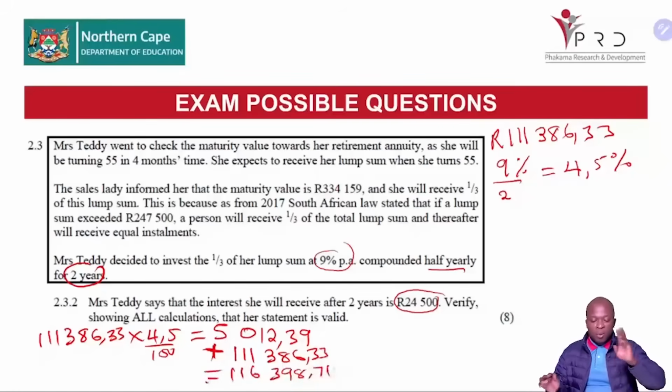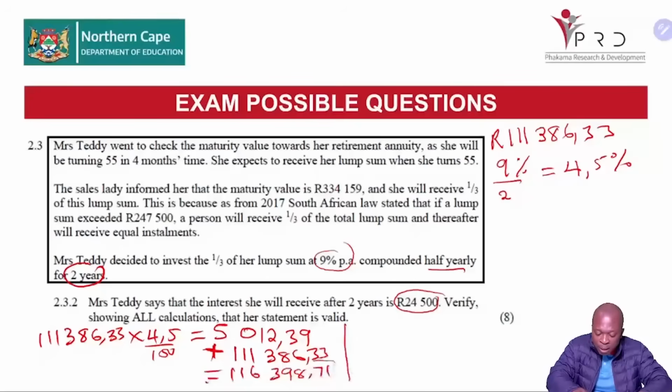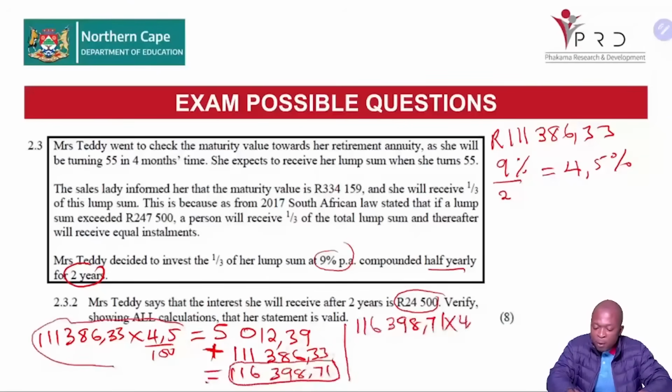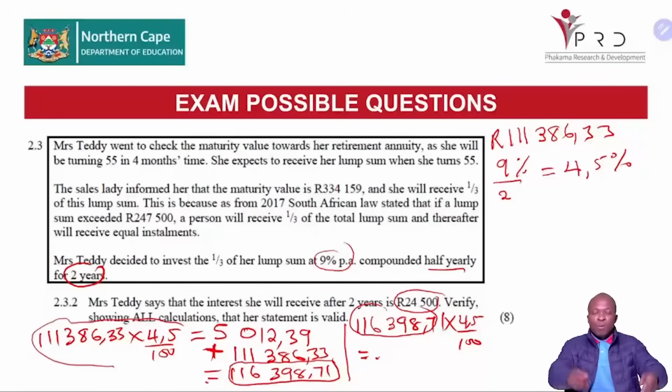4 times. So the next calculation, you start with this money and you do the same thing like we did here. So now you will take 116,398.71. You times it by 4.5 over 100. You will get an answer. You add that answer to this money which is already in the account. Then you go to the third half year and the fourth half year. So by the time you finish, you will get a total money. You just say the total money minus the 111,386.33.